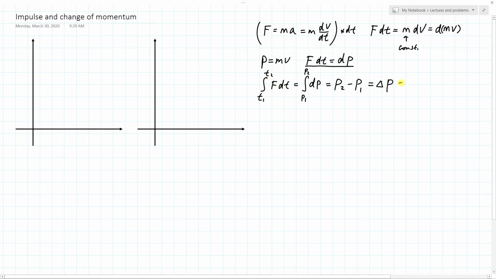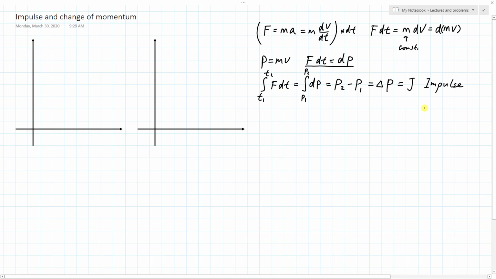We call this change of momentum impulse. In different textbooks, different symbols are used, sometimes capital I, sometimes capital J. So this is called impulse. The impulse is simply the change of momentum. And how does that happen? By applying a force for a duration of time, so momentum will change.